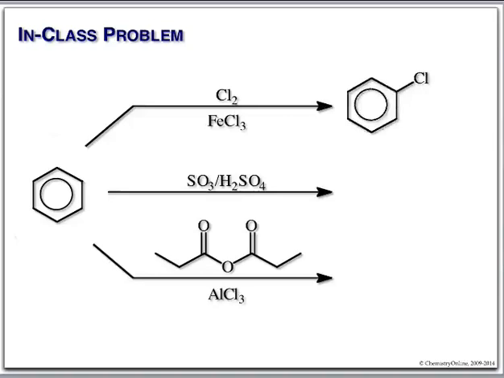Our next one, we're taking fuming sulfuric acid. That is sulfuric acid with SO3 dissolved in it. This protonates the SO3, that's our electrophile. The addition is going to be through the sulfur, and we form benzene sulfonic acid.